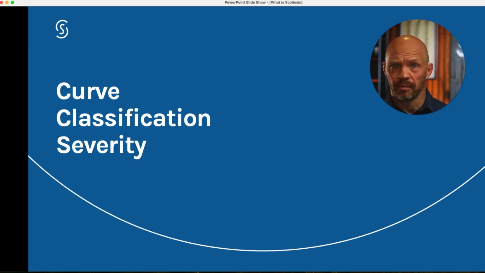We do look at size of curve when we're looking at what's the most appropriate treatment, but even more importantly is what is the risk of curve progression. So smaller curves and people that have a lot of growth can still have a high risk of progression. But severity below 25 is considered mild in degrees, 25 to 40 moderate, and above 40 severe.